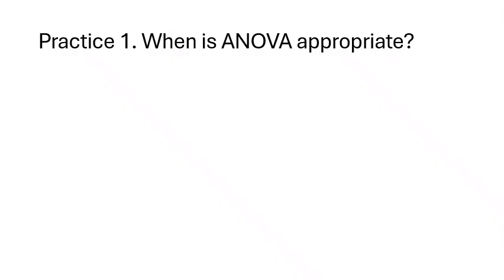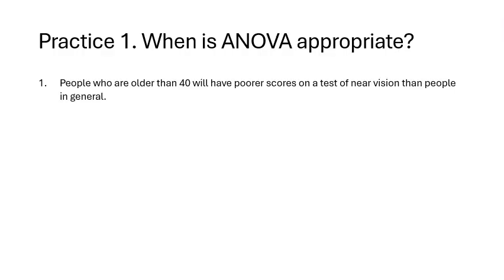So practice 1 is going to be asking you to determine when an ANOVA is appropriate. And so here we have an example. People who are older than 40 will have poorer scores on a test of near vision than people in general. We can see that this is comparing these people who are older than 40 with people in general. We just have one sample, those older than 40, and that's a one sample t-test.